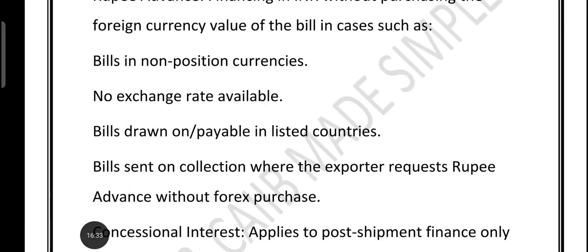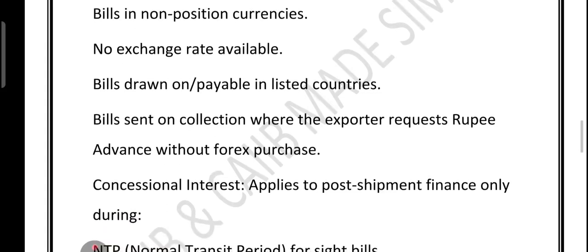So this is called non-position currency. Second, there is no exchange rate available for that currency at the moment. Third, the bill is drawn or payable in a specific list of countries. Fourth, the bill is sent for collection and the exporter just wants Indian rupees without converting to foreign currency. So the bank gives a rupee advance in these kinds of cases.